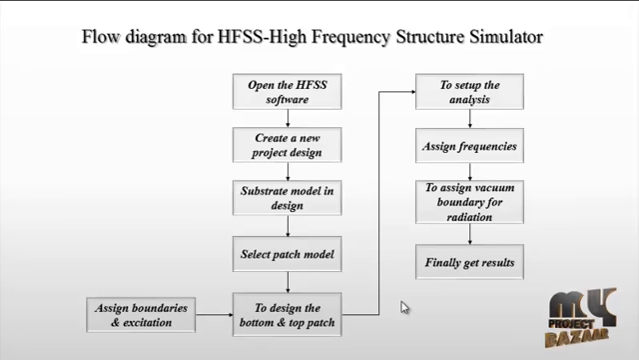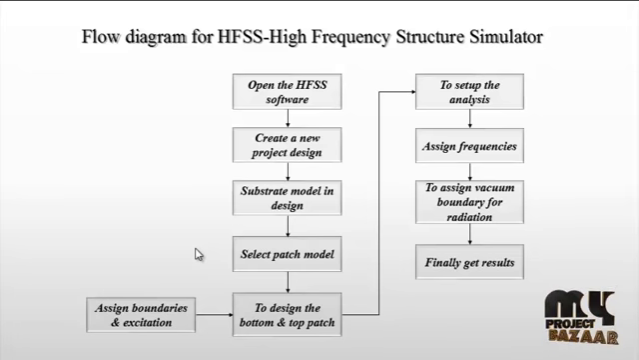Let us discuss the flow diagram for HFSS, the High Frequency Structure Simulator. The HFSS design is in 3D, with X, Y and Z axes. First open the HFSS software and create a new project design, and then the substrate model. Here we use the FR4 substrate with a dielectric constant of 4.4. Select the patch model like rectangle, circle or another model, to design the top and bottom of the patch. Here the top is the patch antenna and the bottom is the ground plane.